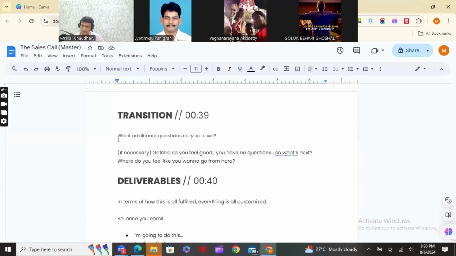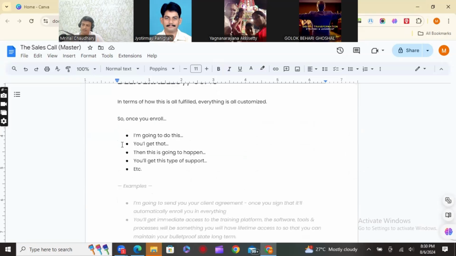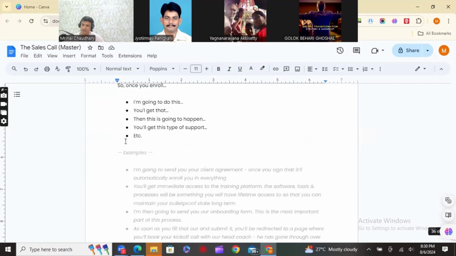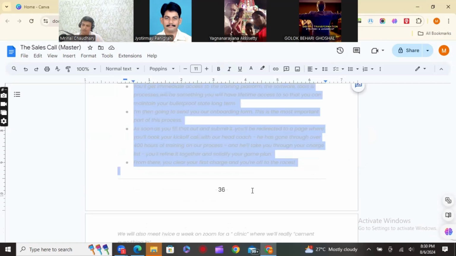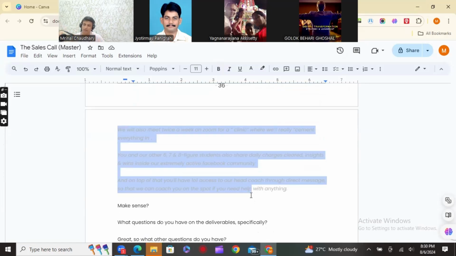Then transition, and then what are the additional questions that you have, if necessary. If no questions, then the next step: you tell them that if you take this action, you will get this delivery. Then you will have to sign the contracts and client requirements. Then we will start with phase 1. Whatever your framework onboarding process SOP is, you can go ahead with that.